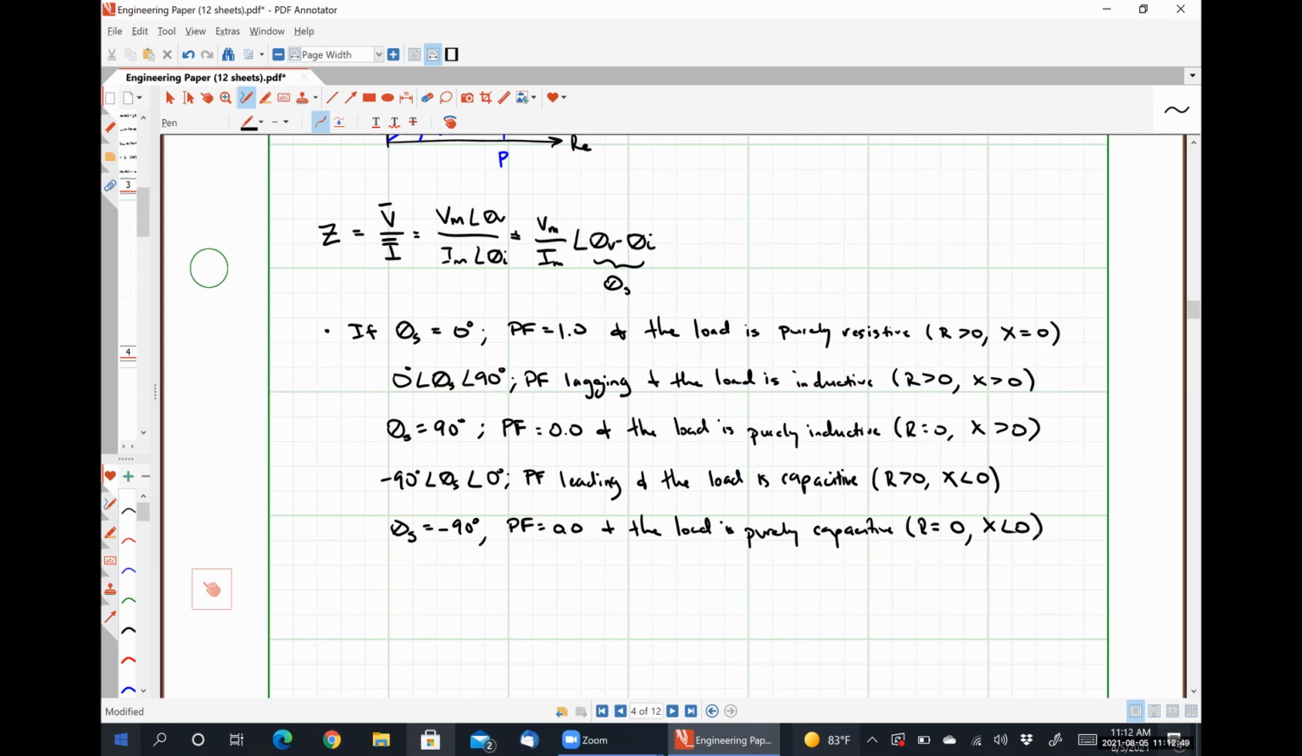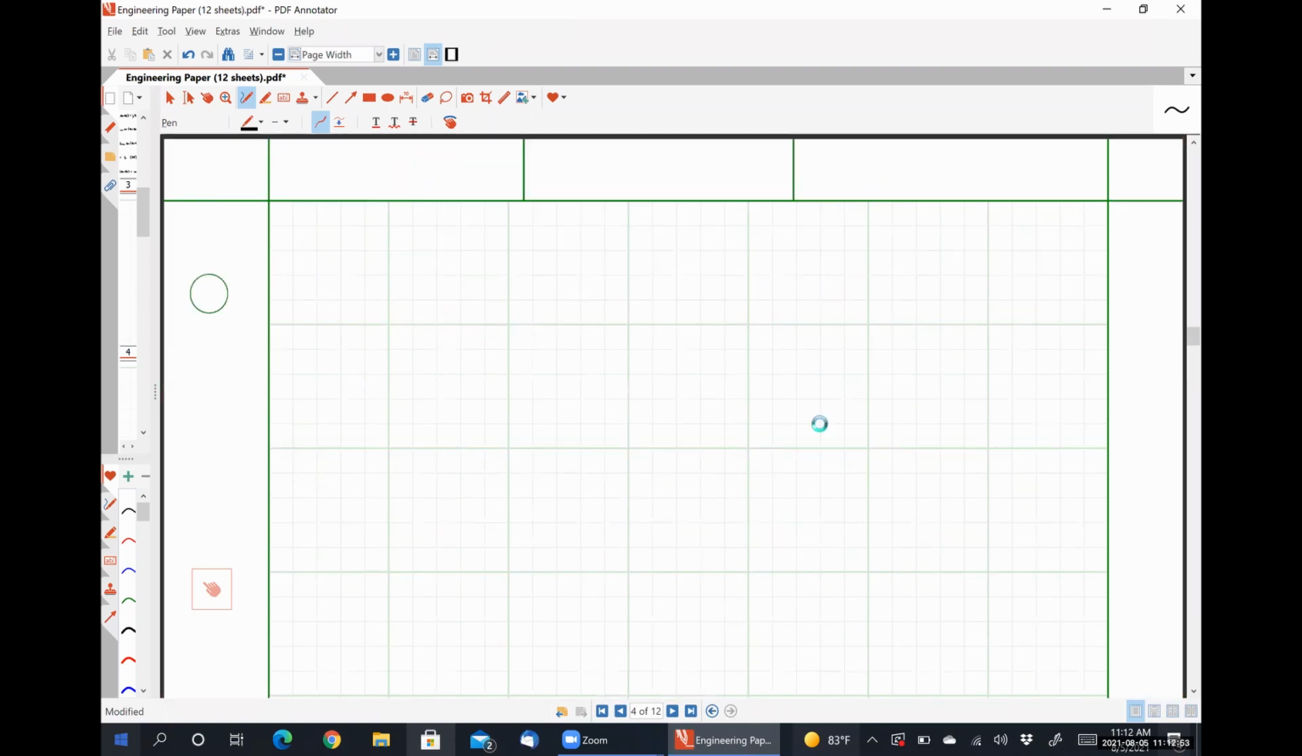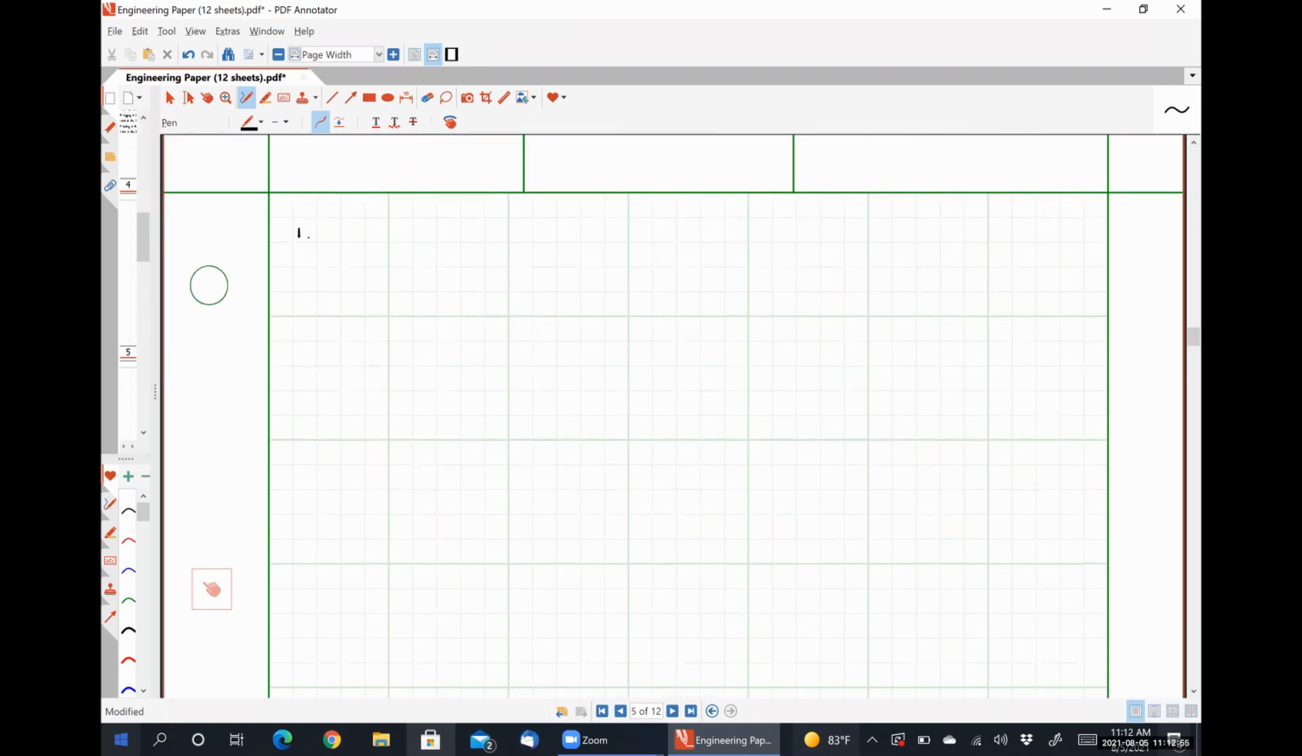All right, so the last thing that we're going to talk about, let me see how much room I have. We'll start on this page, is what I'm going to call alternative relationships. And these relationships are literally just using Ohm's law to express things in slightly different ways.